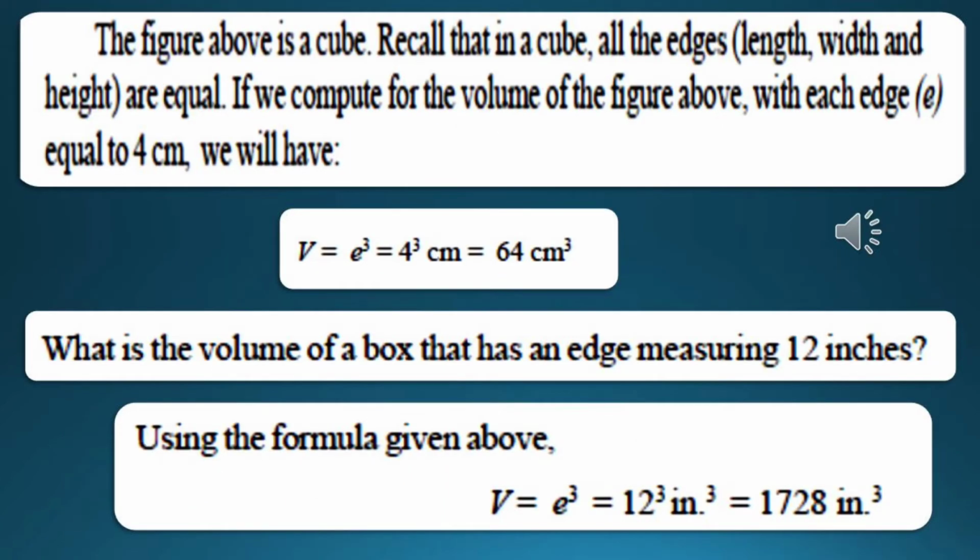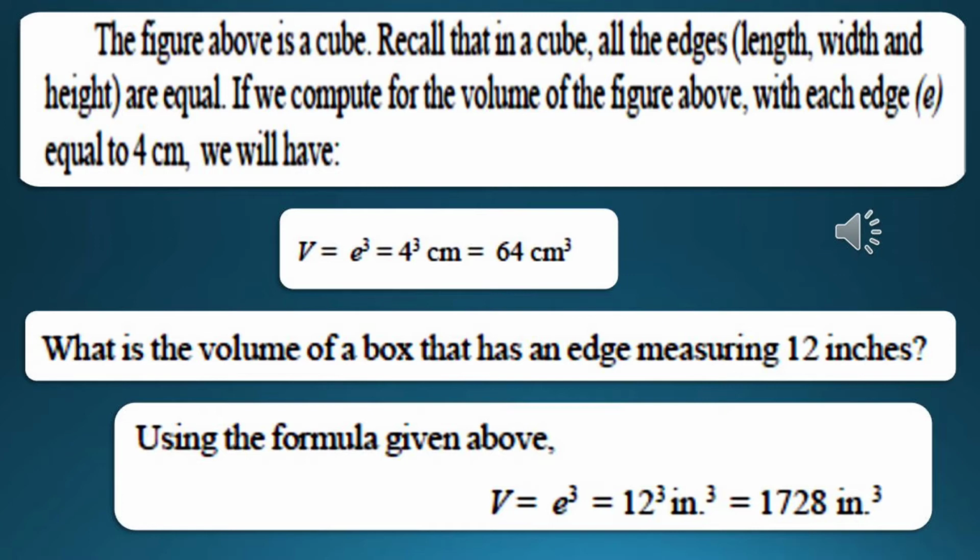The figure shown is a cube. Recall that in a cube, all the edges, the length, the width, and the height are equal. If we compute the volume of the figure above with each edge equal to 4 centimeters, we will have V is equal to e to the third power is equal to 4 to the third power centimeters. That gives us a volume of 64 cubic centimeters.